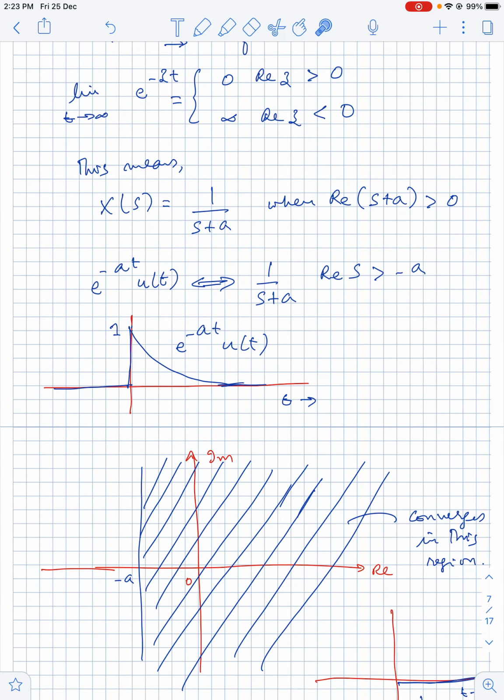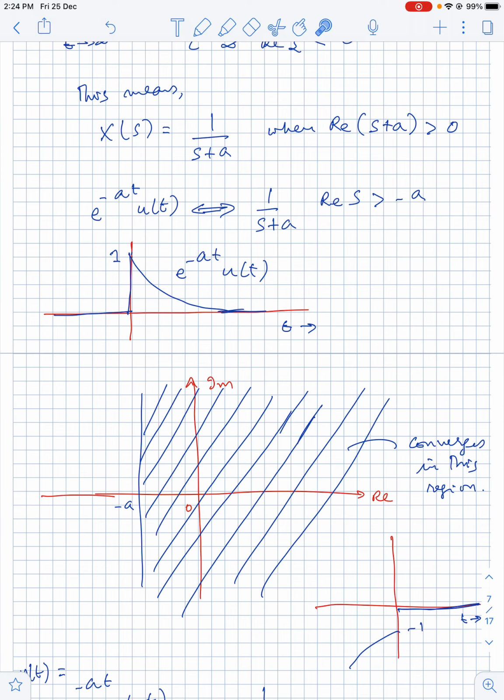So essentially, now you consider this signal, e raised to minus at u(t). This was the signal which we were looking at. Here we are assuming a is positive, so this is a decaying exponential. This was about s, which we are worried about. a we know is positive, and the condition for this Laplace transform to exist was that the real part of s should be greater than minus a.